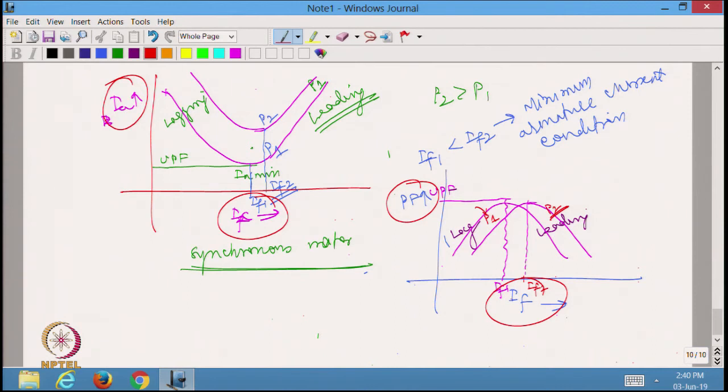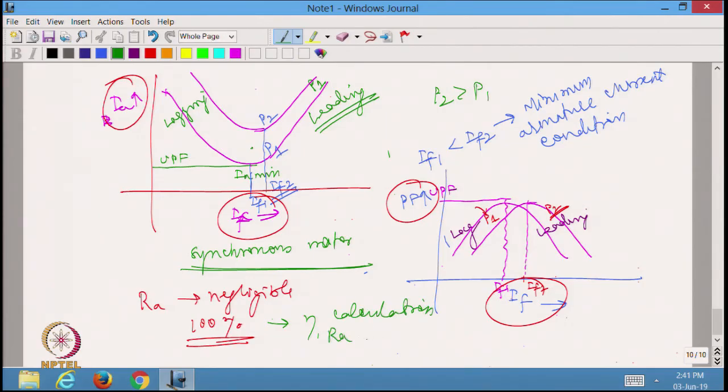Now, because we said resistance is negligible, there is hardly any real power loss that we are talking about, then we will call almost the efficiency to be 100%, which defies the second law of thermodynamics. No machine can have 100% efficiency. So, whenever we do the efficiency calculation, we will normally consider RA. So, RA should be taken into account, whereas whenever I am not doing efficiency calculation, most of the times we may neglect RA, right.